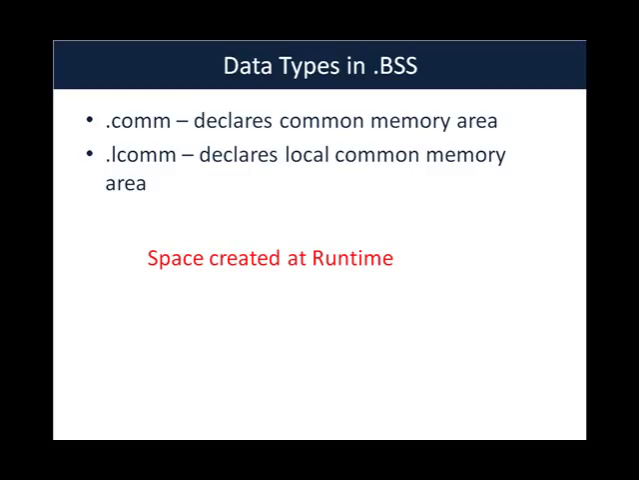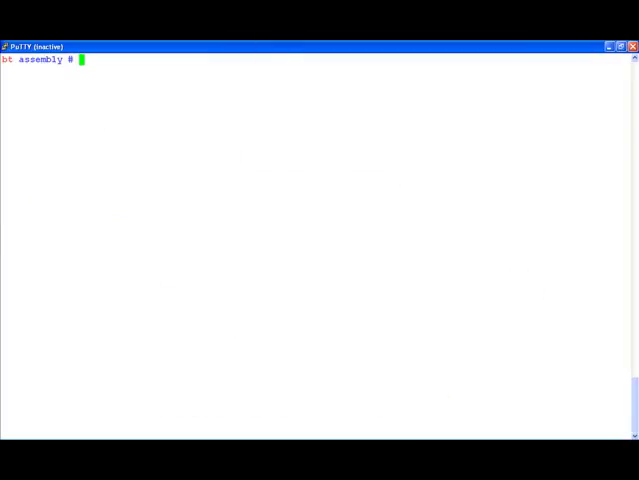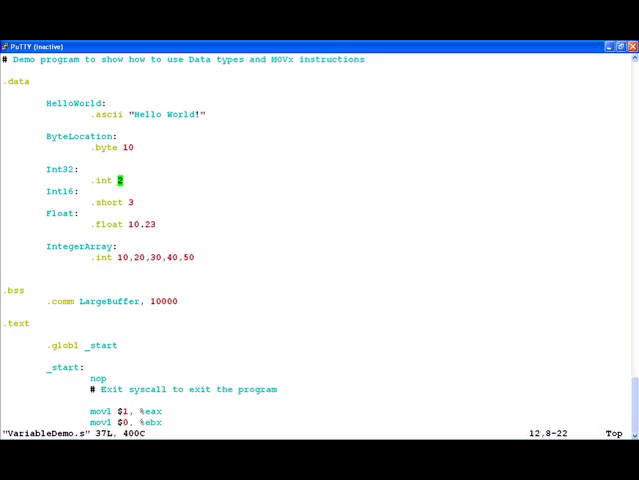So with this very quick 2-slide presentation, now I'd like to go into a demo of exactly how these data types can be used to define different variables in an assembly language program. I've written a very simple assembly language program called variable demo, and I've quickly gone ahead and defined various variables using these data types.